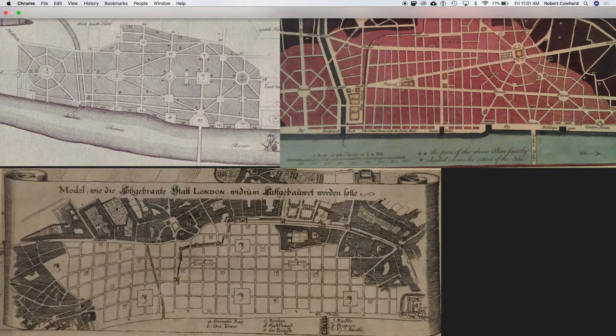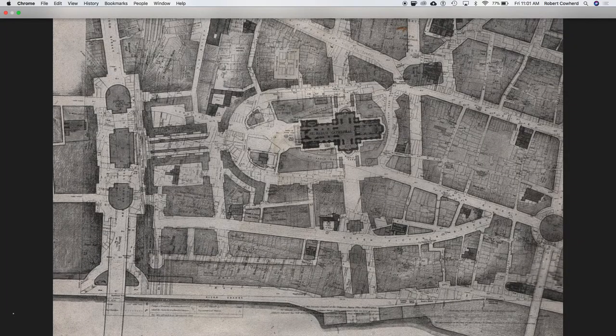Evelyn is saying, let's do a proper Baroque town plan, as it was in Sixtus V's Rome, as it is in Versailles. Let's do something grand and put St. Paul's Cathedral right at the center of the visual lines. So Christopher Wren said, yeah, okay, but let's not go too crazy. And he was a little bit more realistic. At the time of the fire, he was renovating St. Paul's. And this is how he wanted to redo the area around St. Paul's.